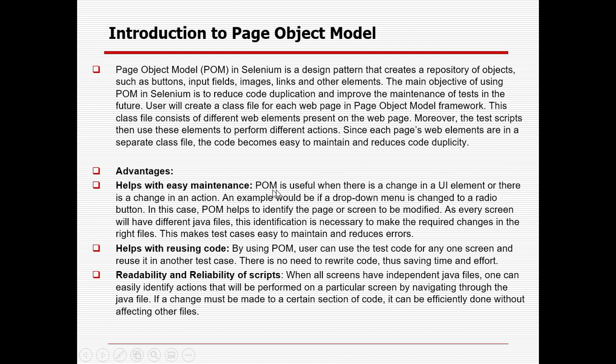It helps with easy maintenance. So POM is useful when there is a change in the UI element or a change in the action. I already mentioned, suppose instead of 12 fields, a few of the fields are getting removed, a few new fields are added. You can just update the page object model class, right? And another thing is, suppose for a particular field you already created a radio button. Tomorrow it is going to be a drop down or checkbox. So you can easily change that particular attribute, that particular element. So that is another advantage, it helps with easy maintenance.